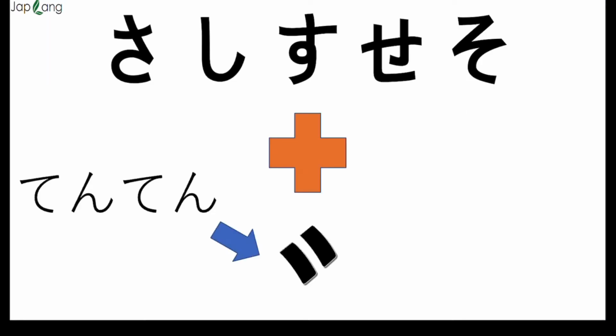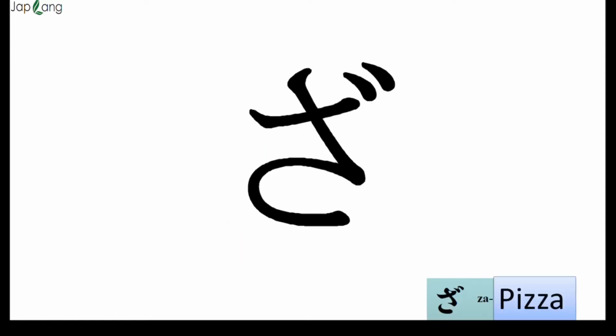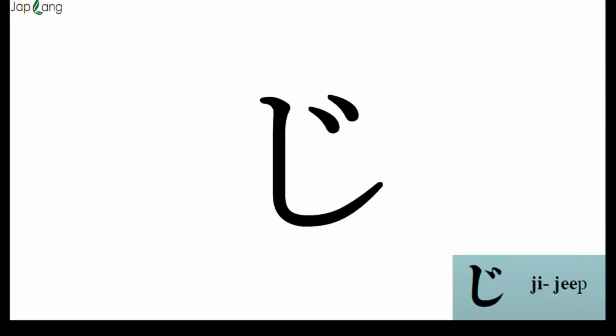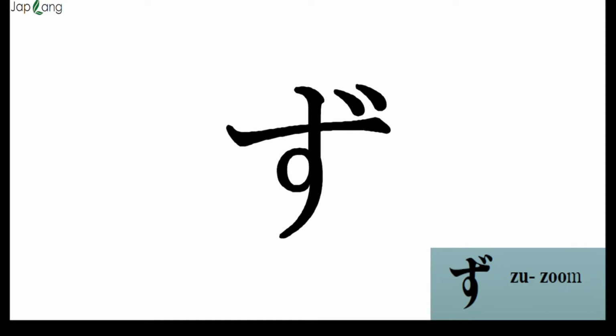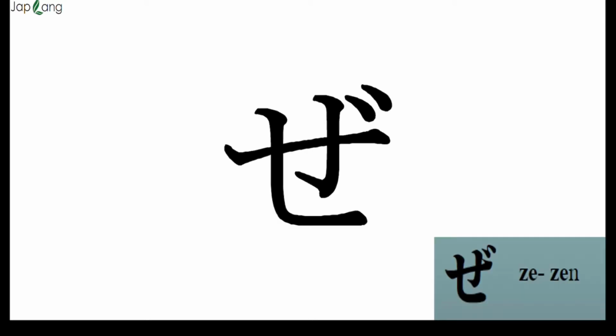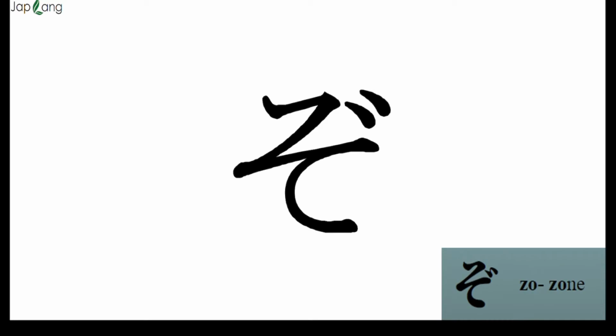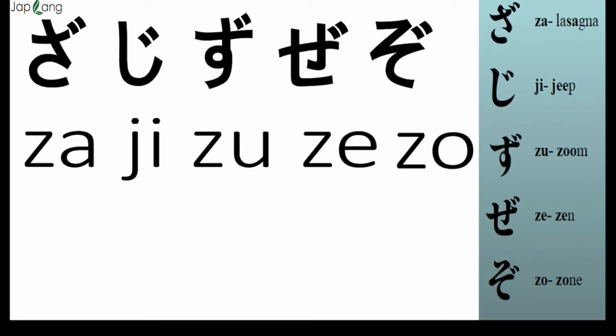Similarly, we go for sa, shi, su, se, so. If you put two slashes above that, it becomes za, as in pizza, ja. It becomes ji. Su becomes zu, as in zoom. Se becomes ze as in zen, and so becomes zo, like zone. So altogether it was za, ji, zu, ze, zo.